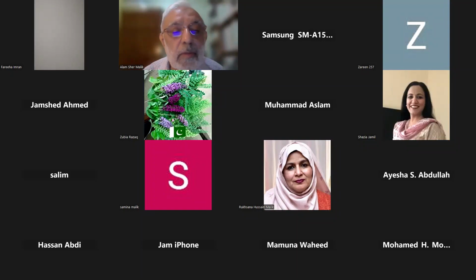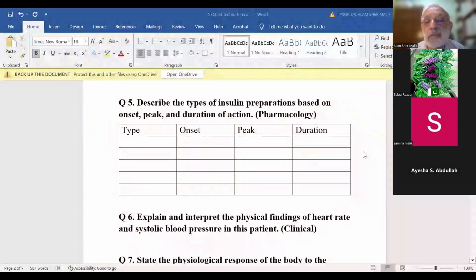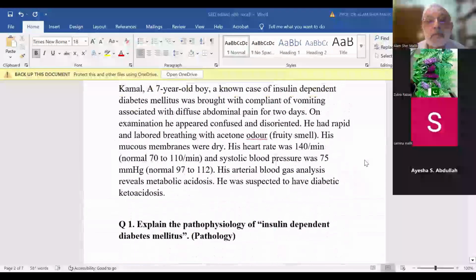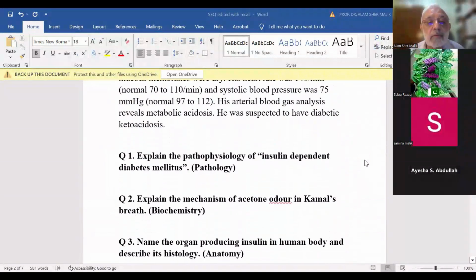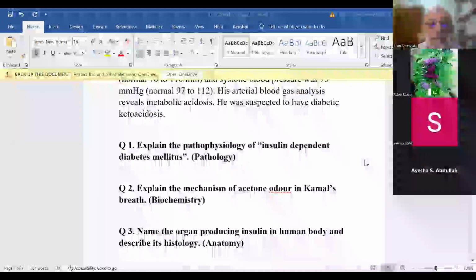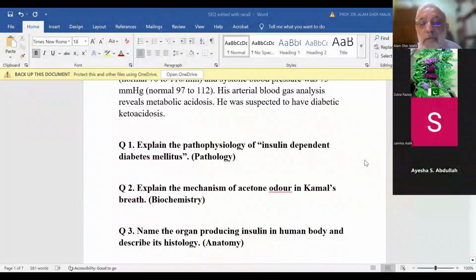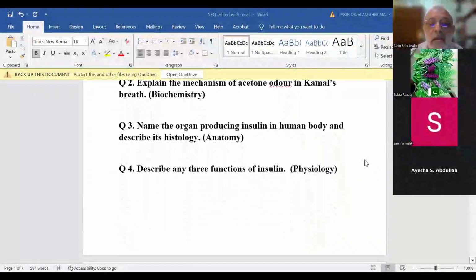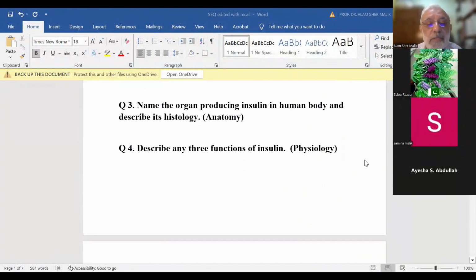Yeah, here. So now this is one where, let's say, there is some recall of knowledge. We are using the same scenario, but the first question is: explain the pathophysiology of insulin-dependent diabetes mellitus. Second, explain the mechanism of acetone odor in Kamal's breath. Third, name the organ producing insulin in the human body and describe its histology. Describe any three functions of insulin.